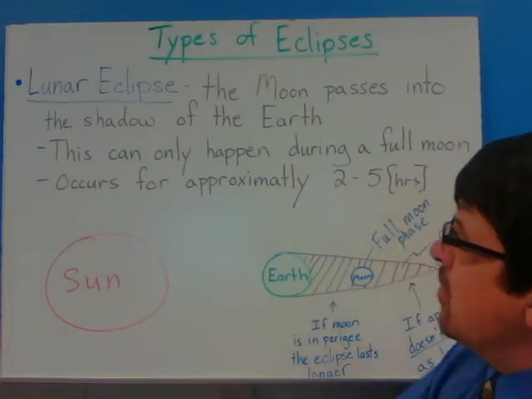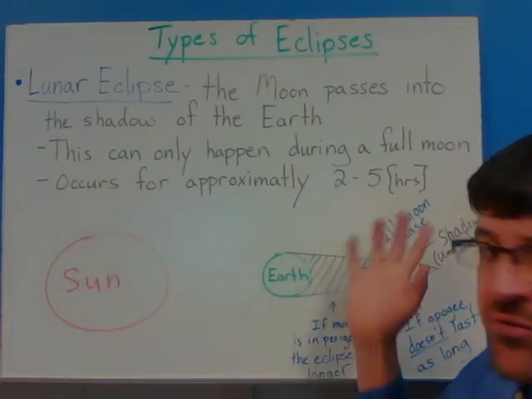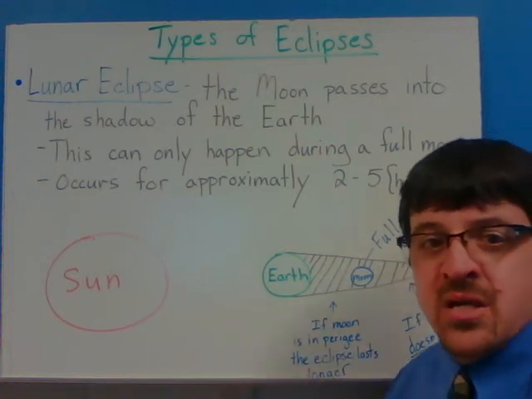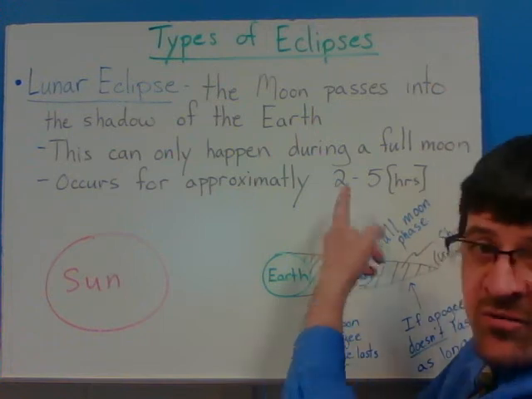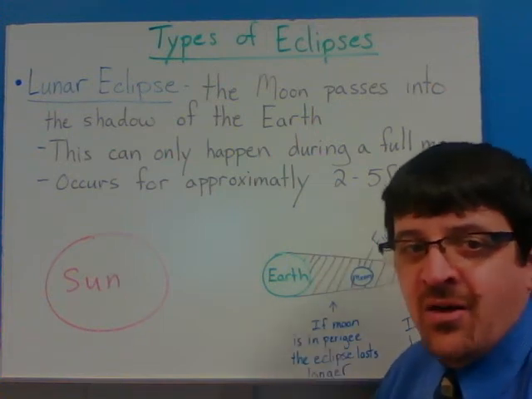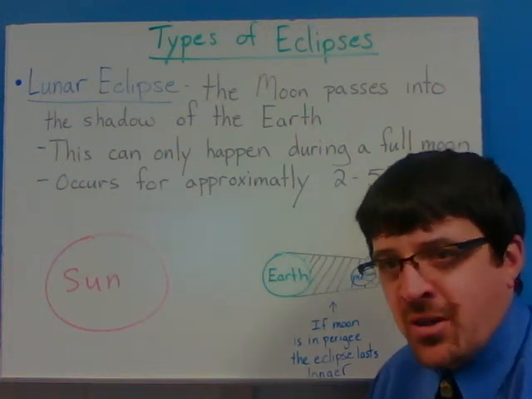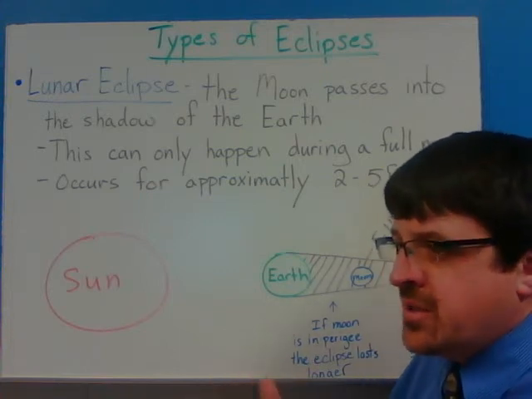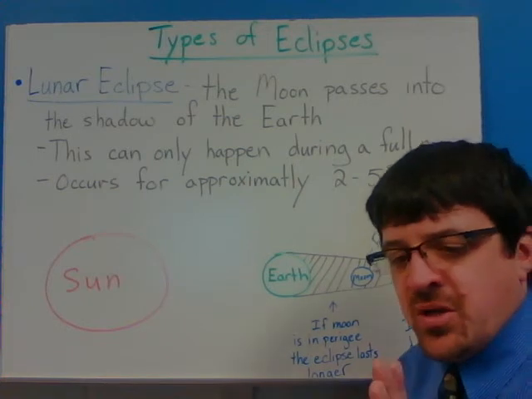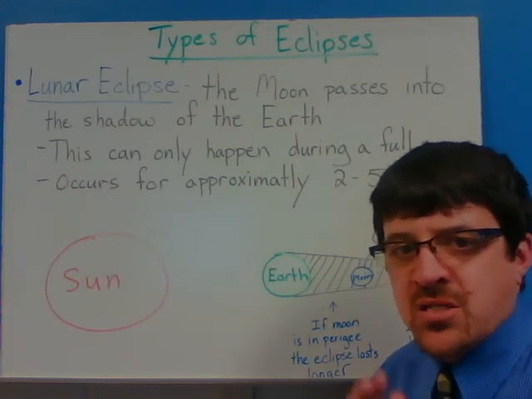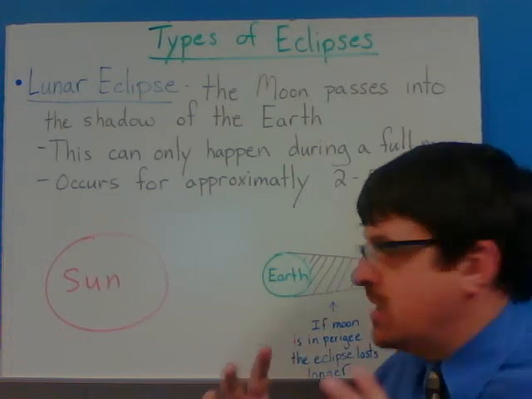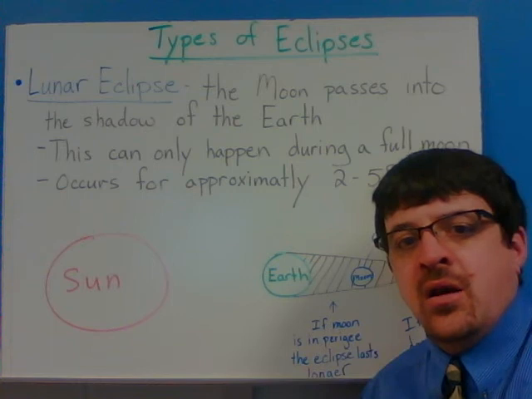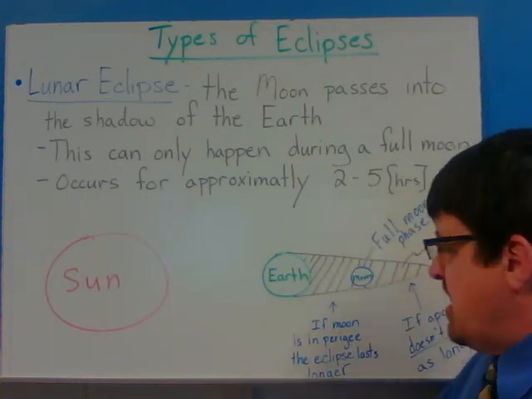Okay, so it occurs for approximately 2 to 5 hours. Again, especially the entire eclipse, the moon can be entirely gone for a couple hours. They're really tough to sit there and watch an entire lunar eclipse because it takes so long for it to happen. But the really cool part is when you can first see the shadow of the Earth going across the moon, and then when it goes into the full heart of the shadow, it actually kind of turns this orangish color, and it's really quite neat.